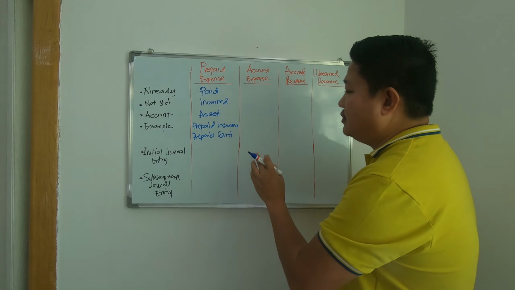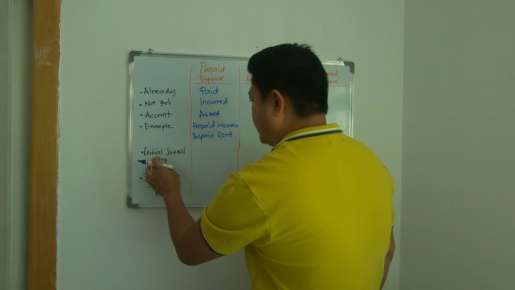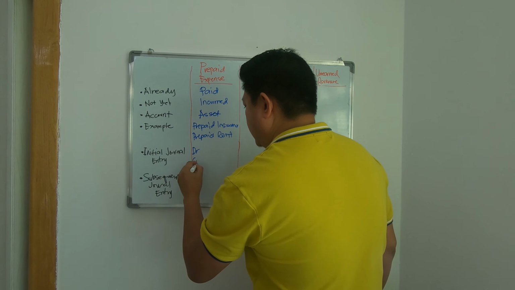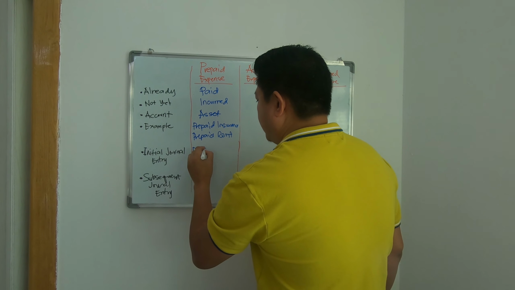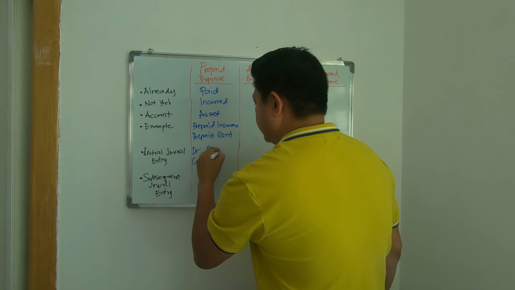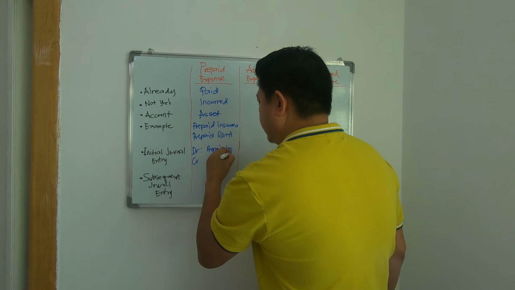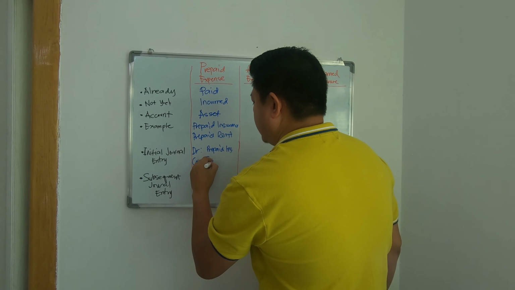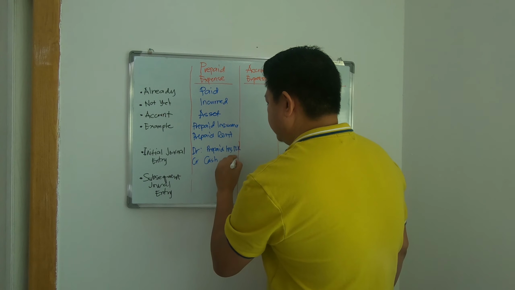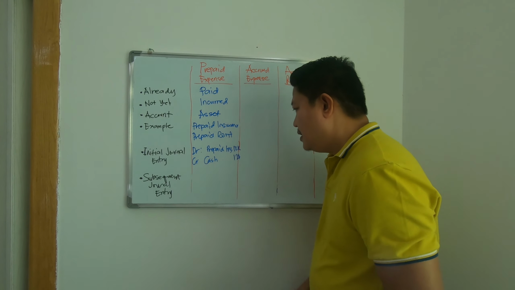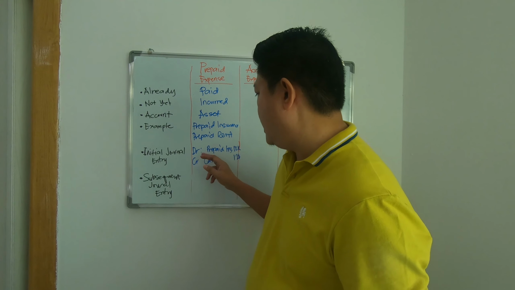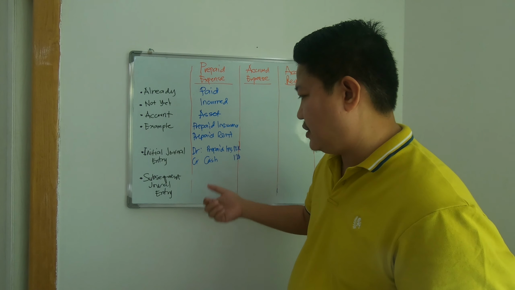Okay, so how do we record prepaid insurance initially? So we have debit and credit. On the debit side, you have to record the prepaid insurance and credit cash. Let's say 12,000. Let's say you pay on January 1, 12,000. So you have to debit prepaid insurance and credit cash.